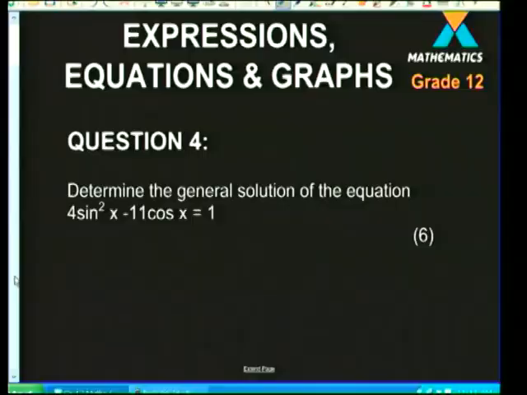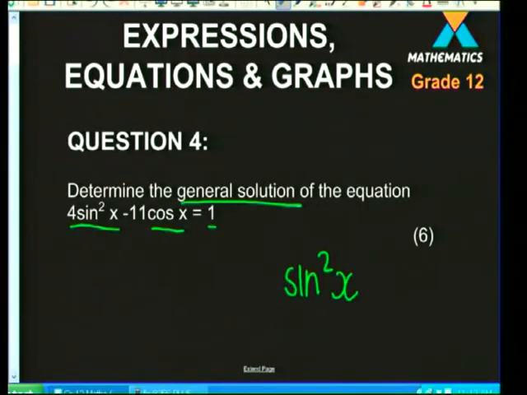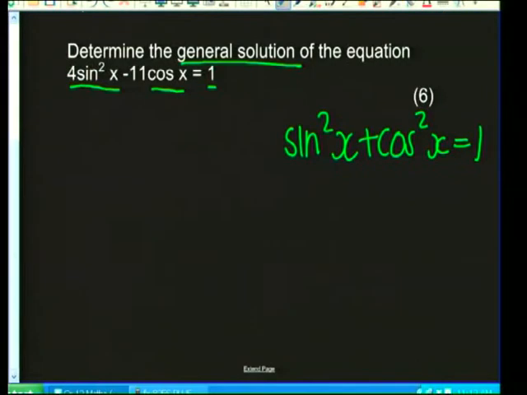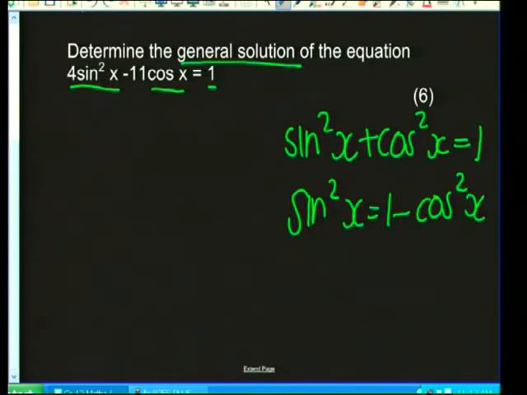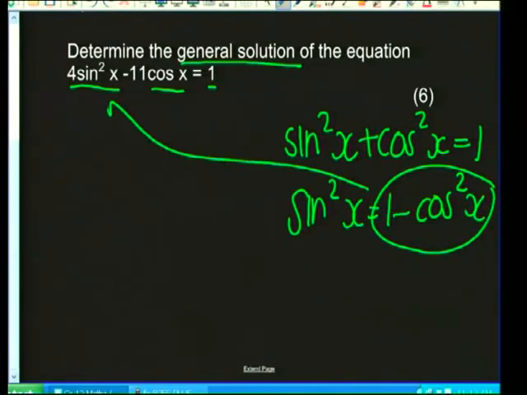So let's try this one. Determine the general solution of the equation 4 sine squared x minus 11 cos x equal to 1. Now the first thing that you should see is that you have different trig ratios. So let's try and get them into the same trig ratios. This is when our identities come into play. Remember the identity sine squared x plus cos squared x equal to 1. So if we manipulate that, we get that sine squared x is equal to 1 minus cos squared x. So we can actually use this there.